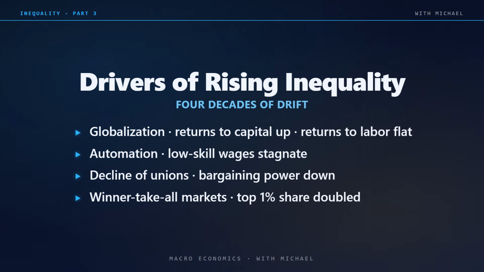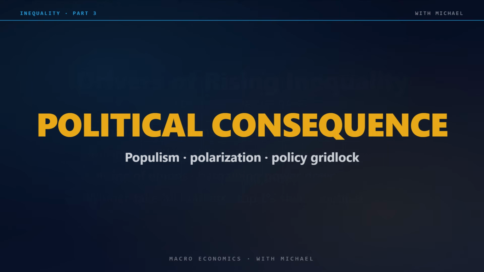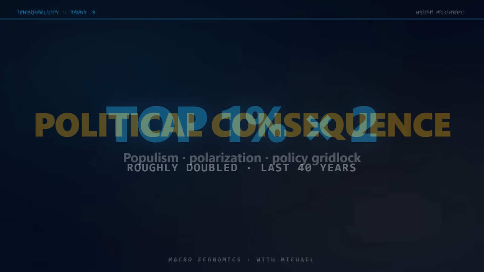Median real wages have stagnated or grown slowly. The top 1% share has roughly doubled in most developed countries. Inequality is no longer just a developing country issue. It is at the center of advanced economy politics. Populism, polarization, and policy gridlock are all in part the political consequence of rising inequality. Understanding how to measure it, how policy affects it, and what trade-offs are involved is essential macroeconomic literacy for the modern era.